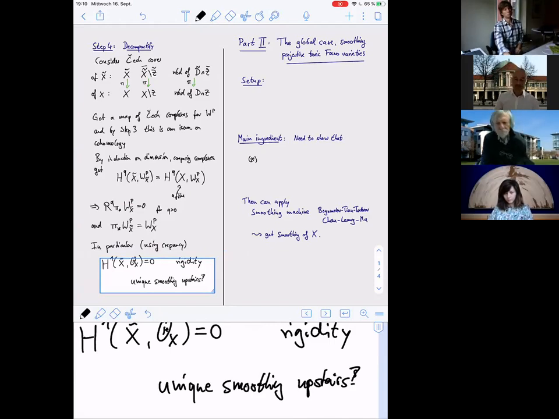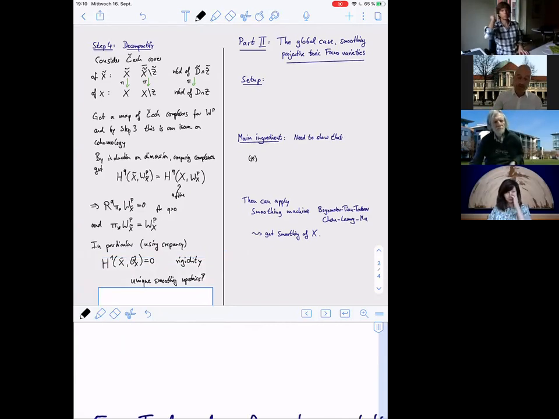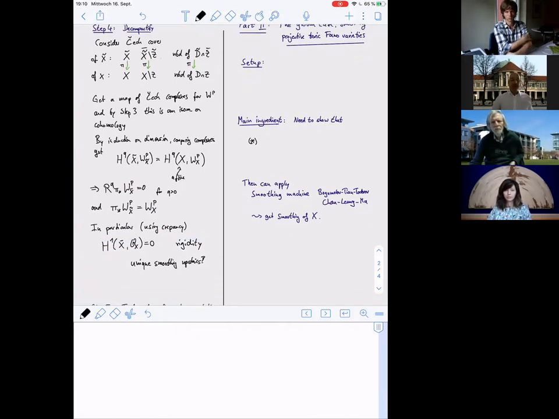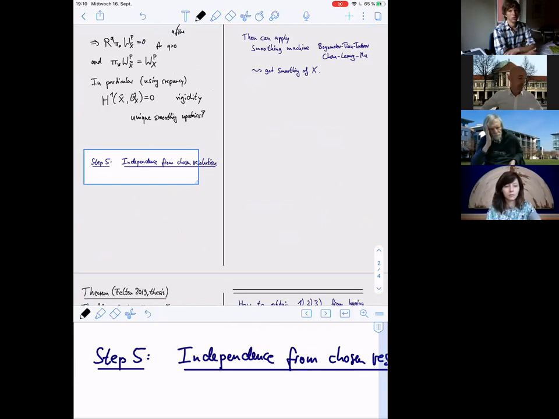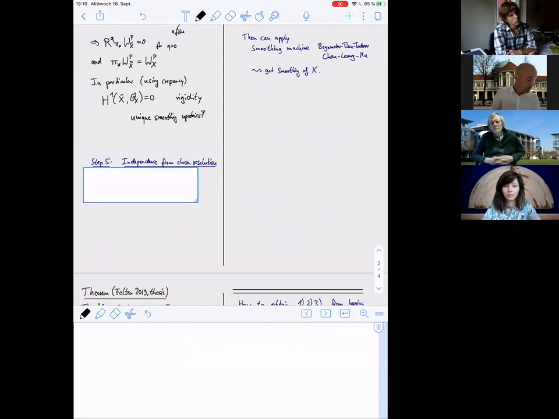Nice. Next step. We also want a unique smoothing downstairs, all right? Upstairs is unique, but we can still choose a different resolution, and we want independence of the choice of resolution. Imagine you have two different resolutions, both give you smoothings downstairs. Why would they agree? That's also quite a lengthy proof here, but we can just adapt something that has been done before by people.